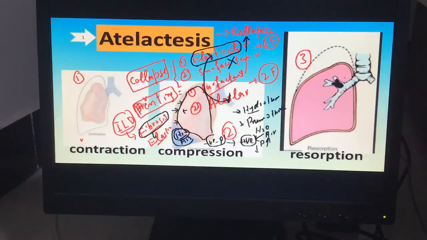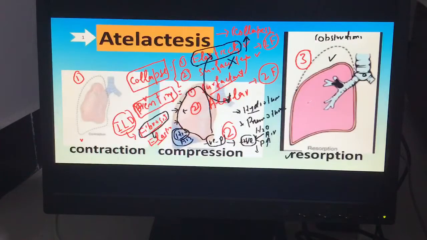Now move on to the third type, known as resorption collapse. If the patient has an obstruction, for example, the upper bronchus is blocked, what happens to this lobe? This lobe is collapsed.